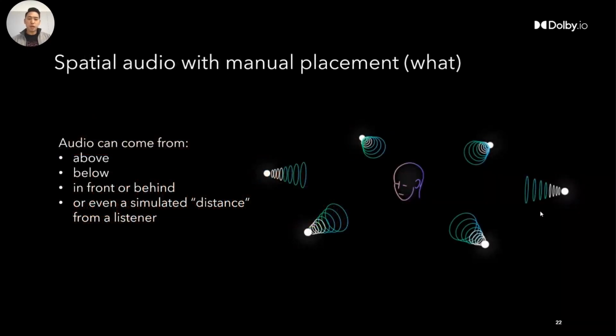The next thing I want to talk about is spatial audio. So what is spatial audio? Spatial audio gives you the ability to place sources of sounds in a 3D space around you. Not only can you hear these sources in front, behind, left, or right, but you can also hear them at a distance away from you.